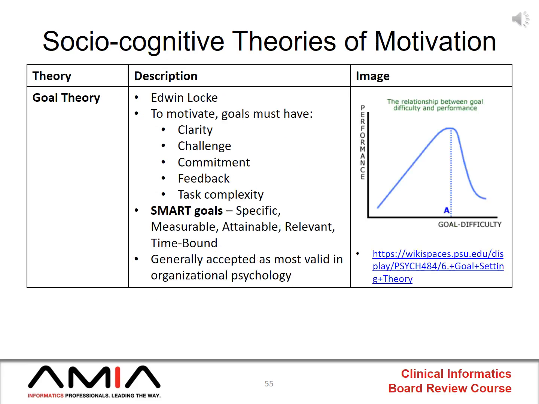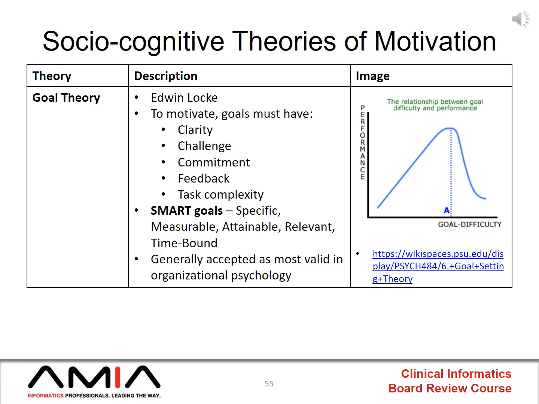The last sociocognitive theory of motivation that we will cover is goal theory. Goal theory was developed by Edwin Locke, and it states that in order to motivate an individual, the individual must have goals which provide clarity, some level of challenge, and task complexity, as well as require a commitment from the individual to complete the task. Feedback on task performance is also helpful for motivation.